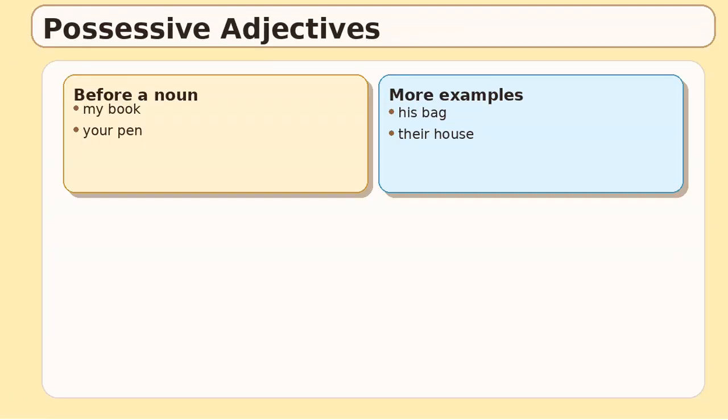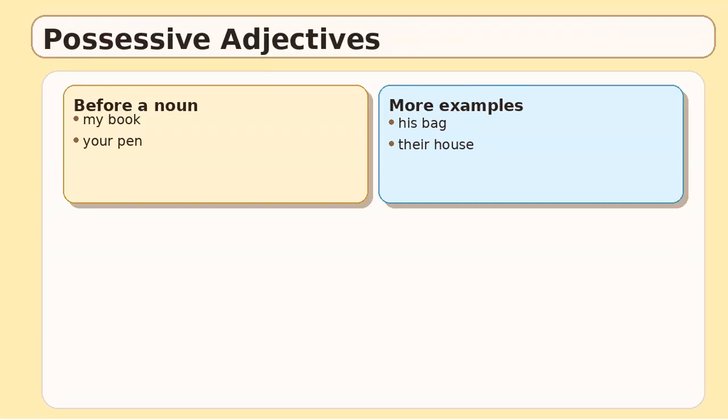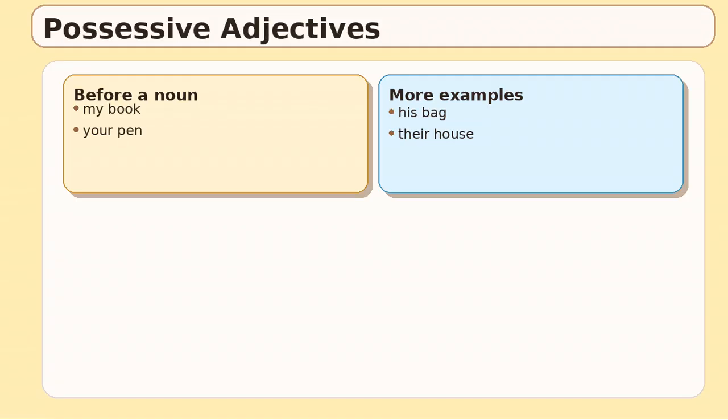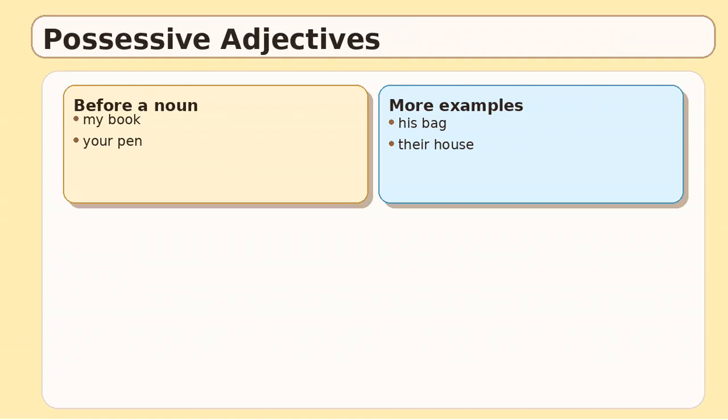Possessive adjectives come before a noun. They do not stand alone. Their job is to show ownership before the naming word.